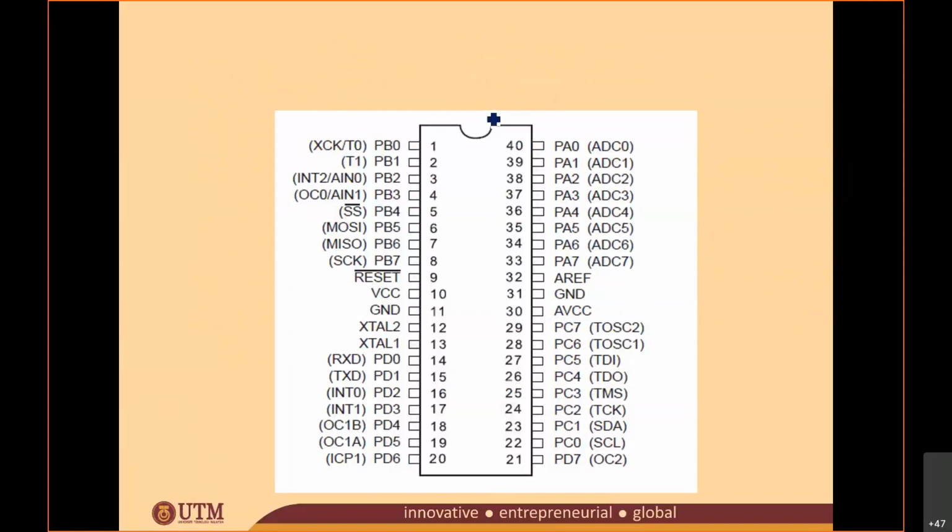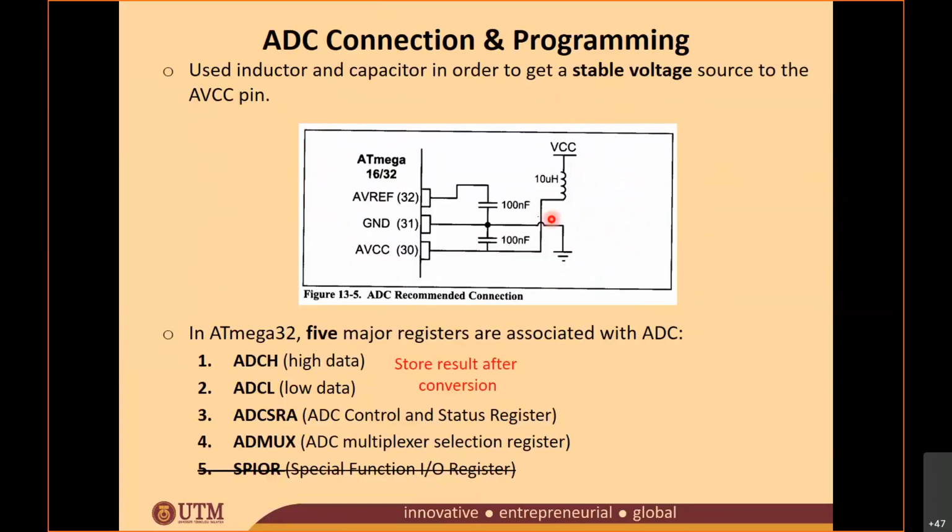So this is your ATmega32 pin out. To do the ADC conversion, you need to make sure that all the sensors are connected to your port A. Why port A? Because port A has a special function, which is ADC. If you put a sensor on port B, port C, or port D, it will not convert your analog signal to a digital signal. Only a sensor connected to your port A can do ADC conversion. Next slide is how to do the ADC connection and programming.